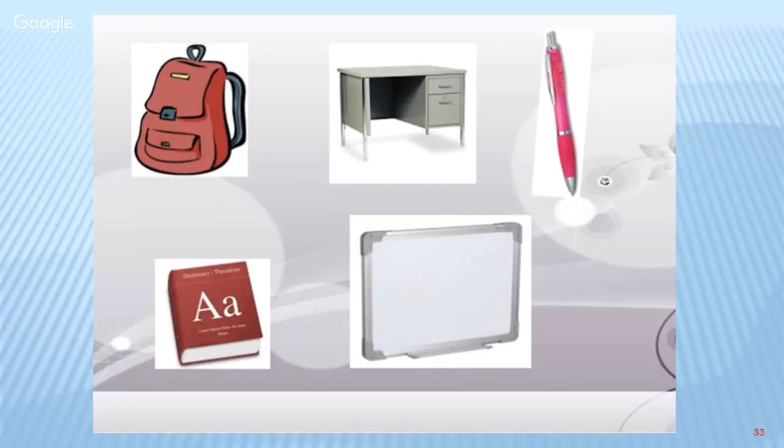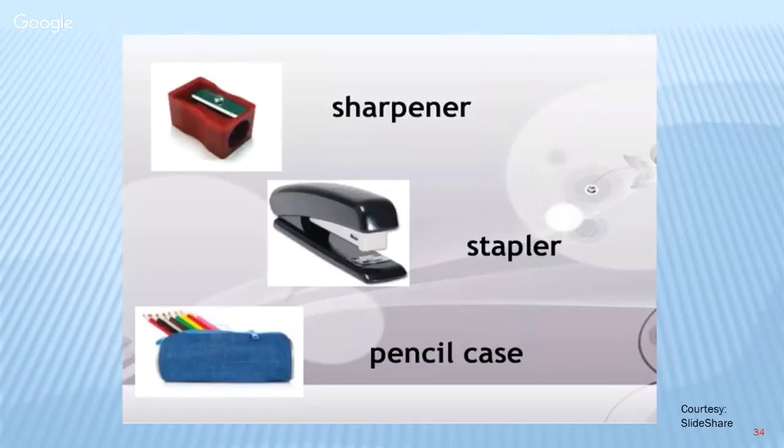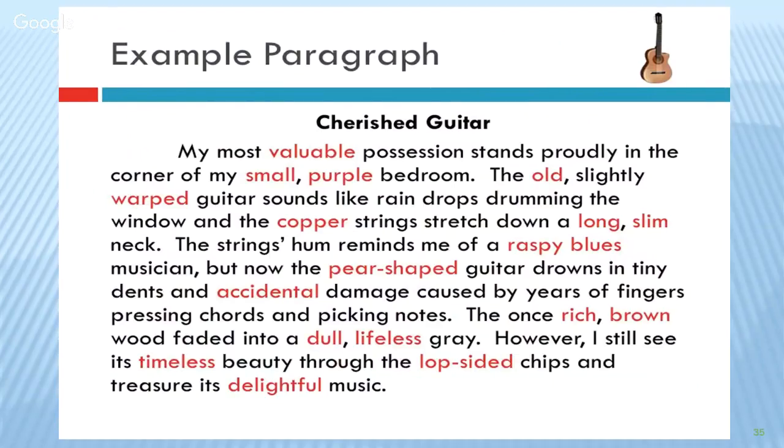There are some objects for you to describe: sharpener, stapler, pencil case. This is an example paragraph. My most valuable possession stands proudly in the corner of my small purple bedroom.